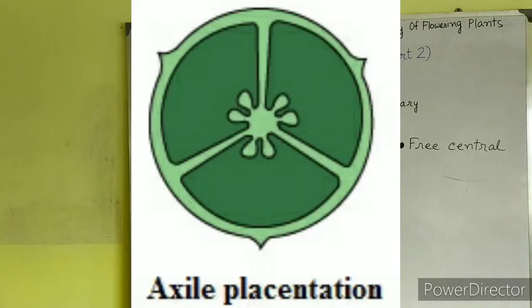Next is axial placentation. When the placenta is axial and the ovules are attached to it in a multilocular ovary, that is, an ovary divided into many chambers, the placentation is said to be axial, as in China rose, tomato and lemon.